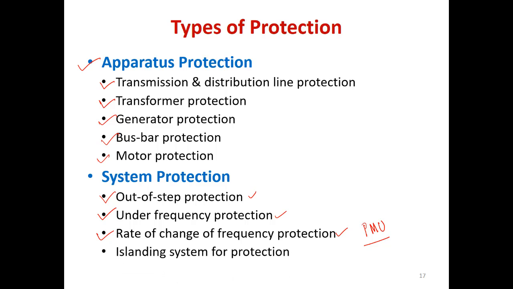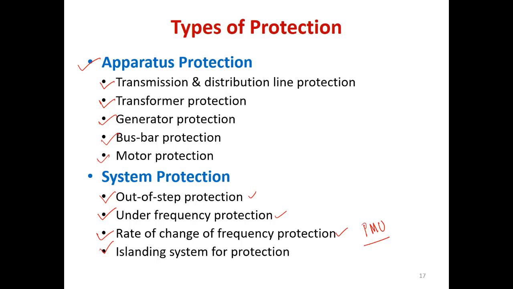Then the fourth one is your islanding system protection. Islanding protection is a protection scheme where, if a fault happens in some region of the transmission line and the system has adequate generating capacity, that particular zone can be islanded and operated in islanded mode. So that kind of protection facility can also be designed.